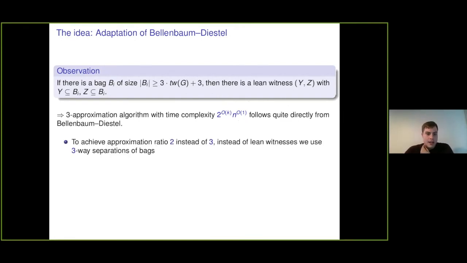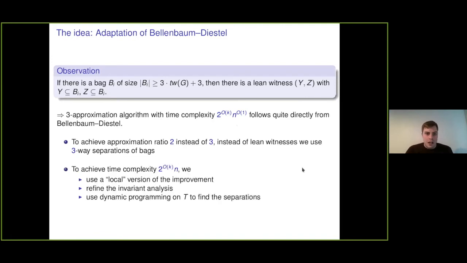Okay, and to arrive at our 2-approximation algorithm, what we basically do is make some improvements to this thing of Bellenbaum and Diestel. To get approximation ratio 2 instead of 3, we don't really use these lean witnesses, so you can forget everything I said about lean tree decompositions or lean witnesses, but we use 3-way separations of bags. This can be thought of like a 2-way separation of a bag, but we use a 3-way separation. So we generalize this to 3-way separations.